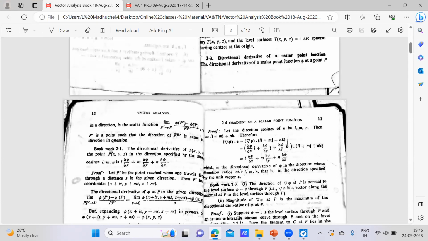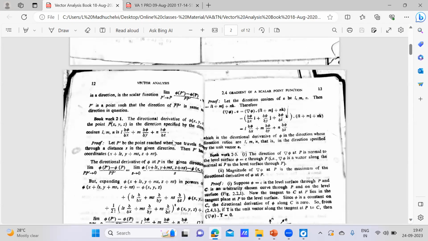Let us see the definition of the directional derivative of a scalar point function first. The directional derivative of a scalar point function phi at a point P in a direction is the scalar function limit P' tends to P, phi of P' minus phi of P by PP', where P' is a point such that the direction of PP' is the same as the direction cosines.